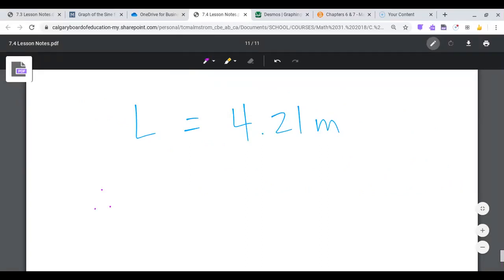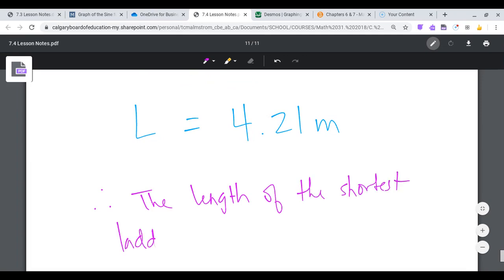We can write our statement that says, therefore, the length of the shortest ladder is 4.21 meters. And I'm just going to leave it at that.